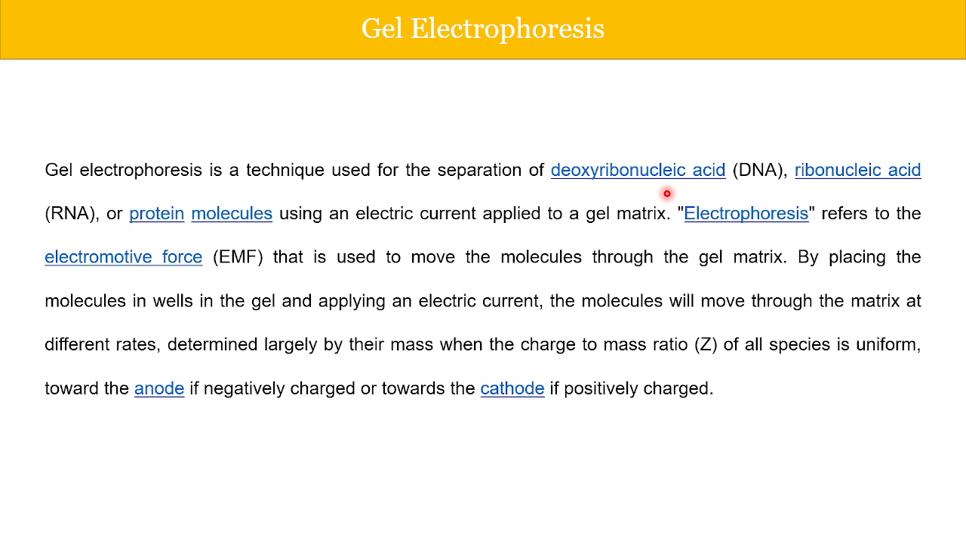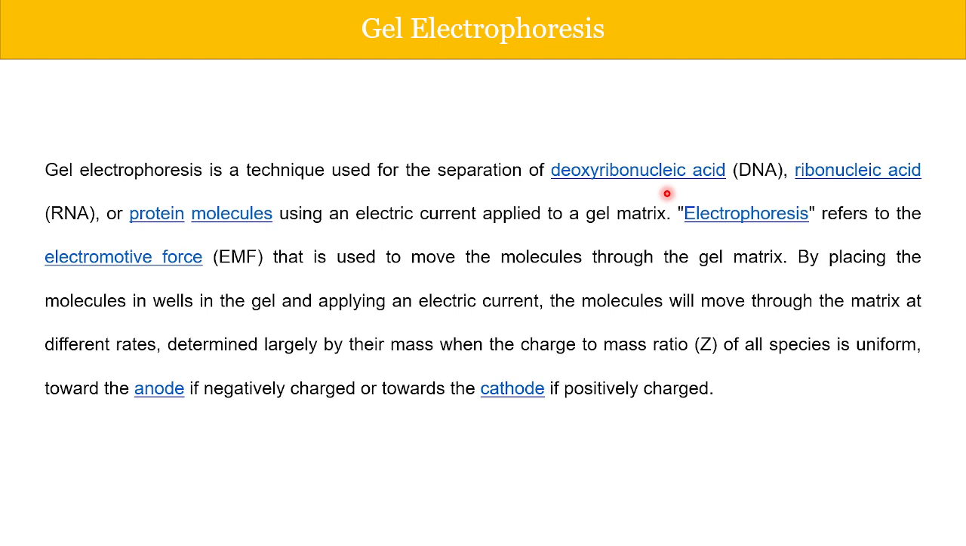Now, upon placing these molecules in wells, be it your DNA molecule or an RNA or even a protein, you have different types of gel electrophoresis which you can use. But at the end of the day, what you need is to apply current. You need to load the samples in a gel, apply current, and the molecules will move at different rates.